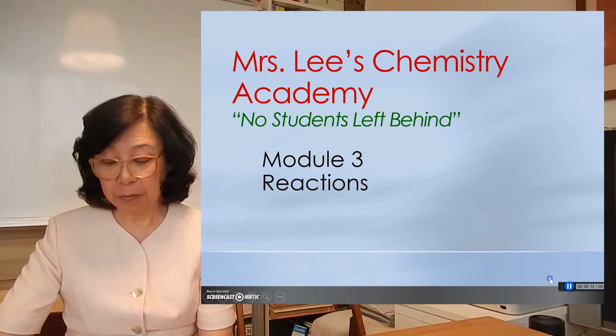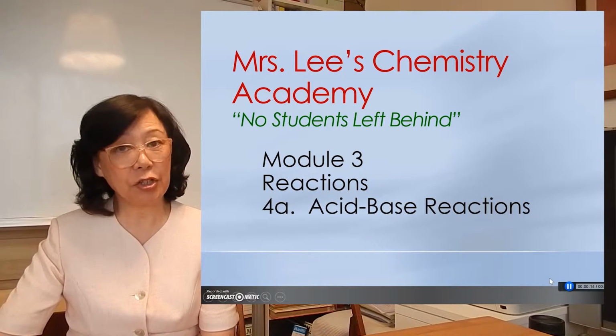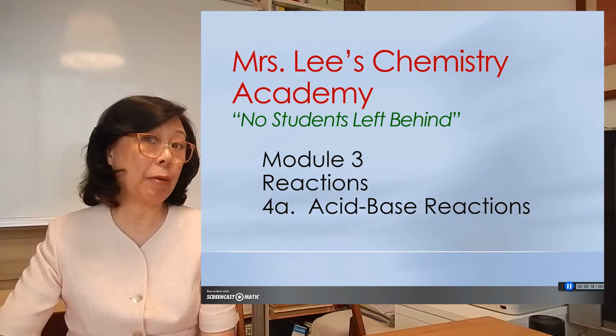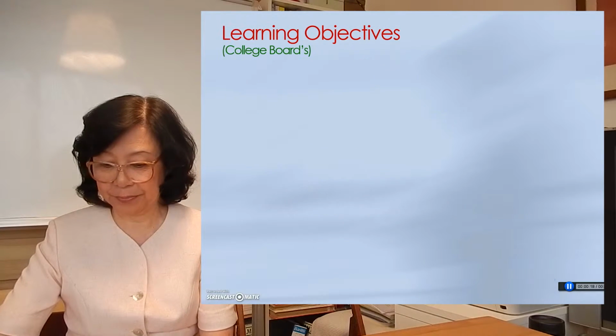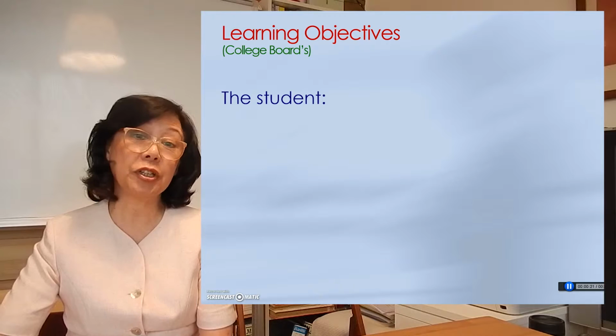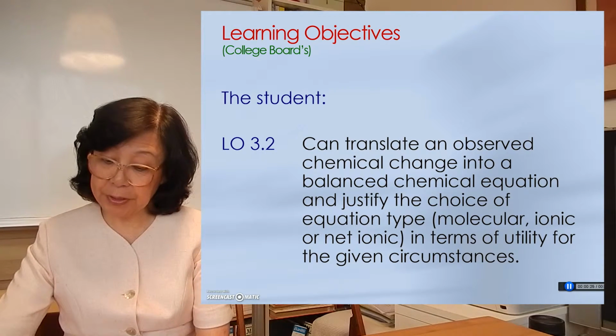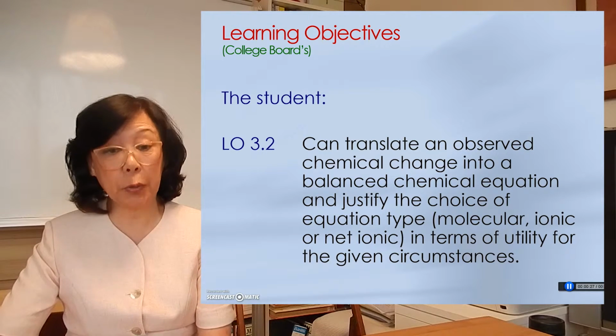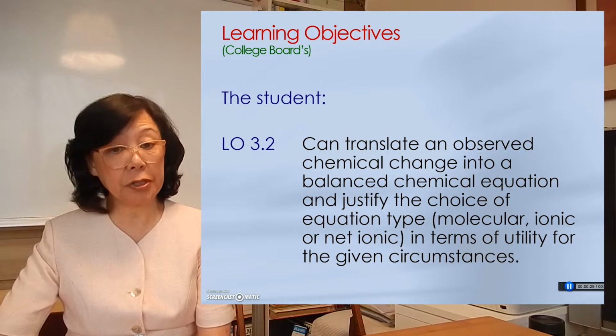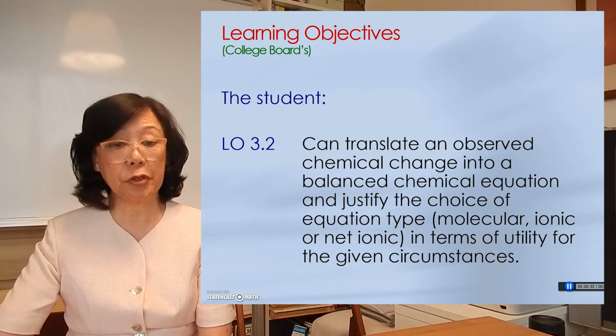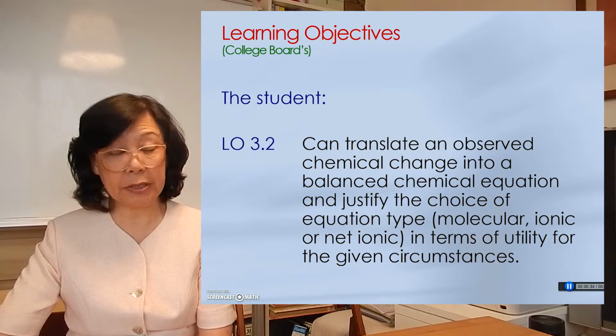Today, we're going to talk about acid-base reaction. There are two parts to this, so we're going to talk about part one first. Tying that to the objective from College Board, the student can translate an observed chemical change into a balanced chemical equation and justify the choice of equation type in terms of utility for the given circumstances.